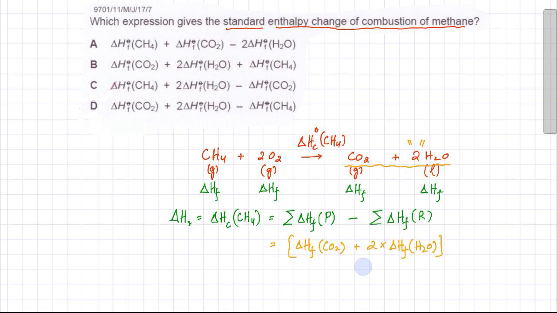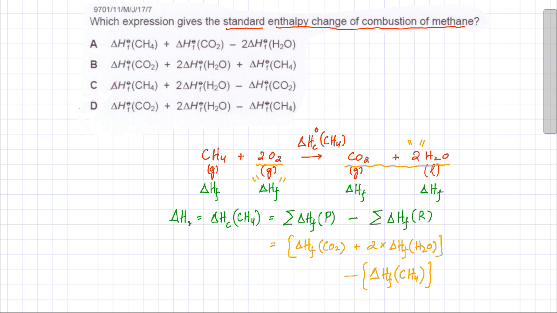I'm going to subtract the enthalpy of formation of my reactants, which in this case are O2 and CH4. Remember, the enthalpy of formation of O2 is 0, because you don't need to form elements. Elements are already in their formed state, so the enthalpy of formation of elements like oxygen would be 0. So it's going to be the enthalpy of formation of CH4, which is my reactant, and the enthalpy of formation of O2, which I already told you is 0. So this would be the expression.